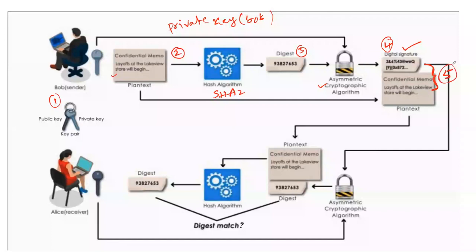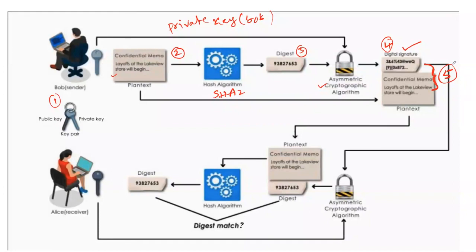Okay. So in digital signature, what happens? First, the sender generates keys. He keeps the private key with the sender and the public key is given to the receiver. In the second step, the sender generates a hash value, meaning the plain text is given as an input to the hash function. In the third step, he or she will get the hash value, that digest.